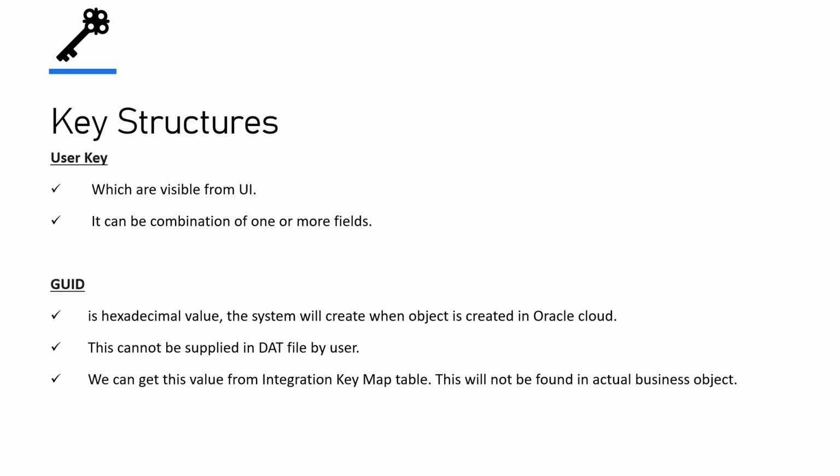It will be created by the system whenever a row is created in Oracle, and these values cannot be found in the actual object. You can find them in the integration key map table. There is a table called HRC integration key maps, where you can find the GUIDs of every object. So you need to map it with the surrogate ID and the key field from the actual table to this table to find that GUID.